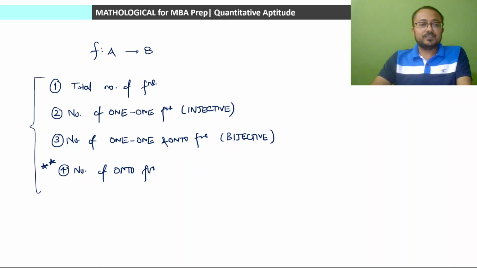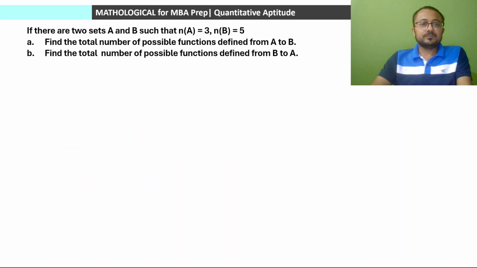And let's take the first question. First question is, if there are two sets A and B such that number of elements in set A is equal to 3, number of elements in set B is equal to 5, then we have to find out total number of possible functions defined from set A to set B. Pause the video and try to solve it. Very simple question. अगर तुम्हें function का definition clear हुआ है तो definitely this can be solved very easily.